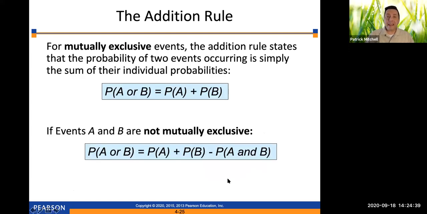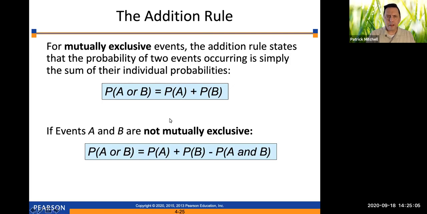For mutually exclusive events only, the addition rule states that the probability of two events occurring is simply the sum of their individual probabilities. Now, I want to caution you again, this is only when the events are mutually exclusive. In that case, the probability of A or B is just the probability of A plus the probability of B.